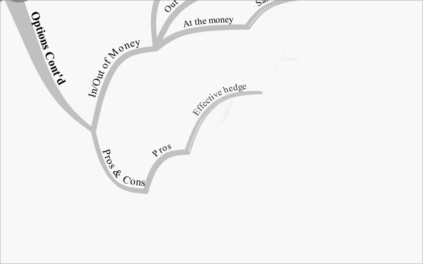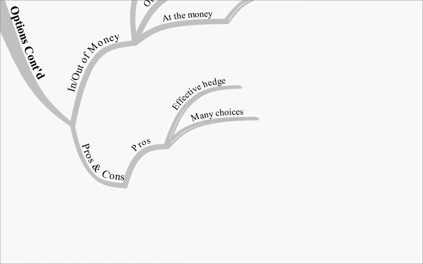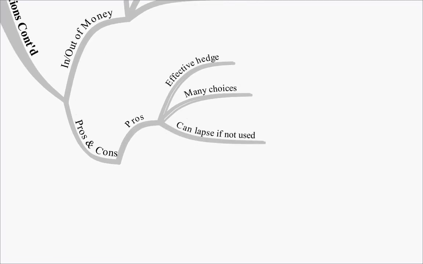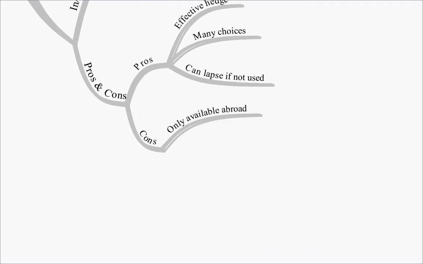Pros and cons of using options then. Well, the pros are that it's an effective hedge. It does what it's supposed to do. You have many choices of currencies and strike rates, strike prices, and it can lapse if not used, i.e. you're not tied into actually using it. However, on the downside, it's only available in the US, so you'll have to convert things to dollars like your premium, and you have to pay a high premium for an option.